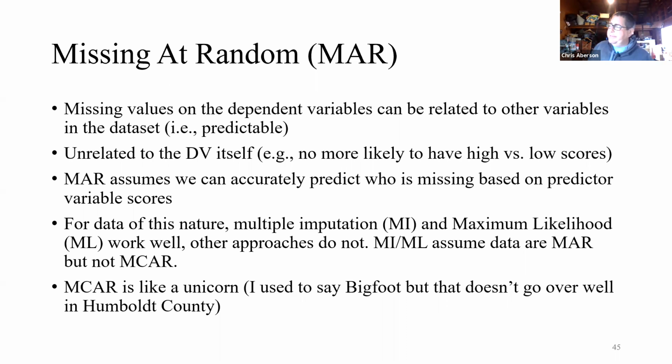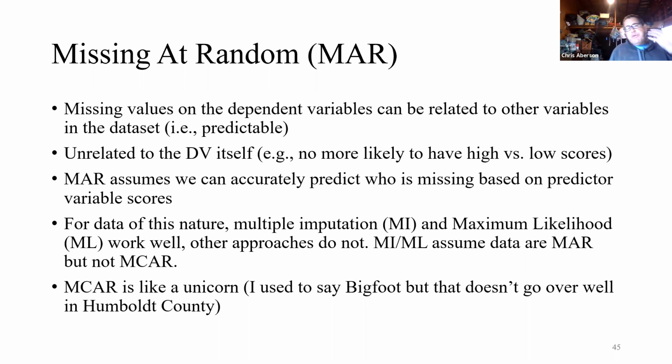Missing at random. Again, the terminology. Values on the dependent variable can be predicted by other variables in the data set. One thing you might think of is, let's say we've got a depression measure and an anxiety measure. It might be that people who are highly anxious tend to end the survey before they get to the depression inventory. So anxiety predicts whether somebody would be missing or not. However, it's unrelated to the DV itself. People who are more or less depressed would be no more or less likely to not have scores on the depression variable.